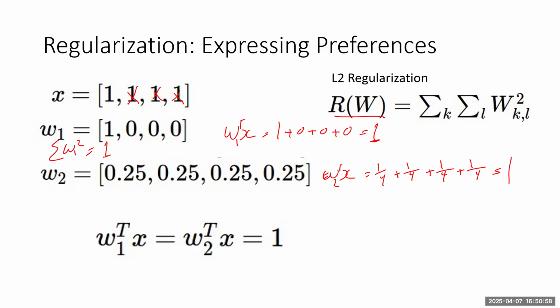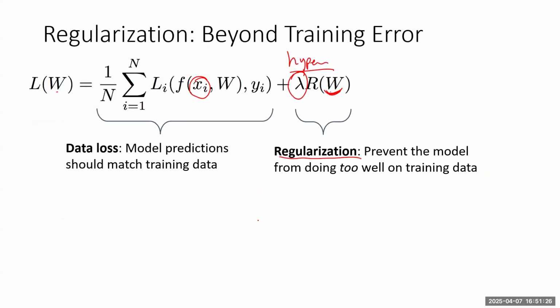If you sum those, one over 16, 1 over 16, 1 over 16, 1 over 16, which is what? So the good W have lower regularization term. Okay? That's why we always try to add this regularization term next to the loss function or data loss function in the optimization process, because the good W associated to lower regularization.